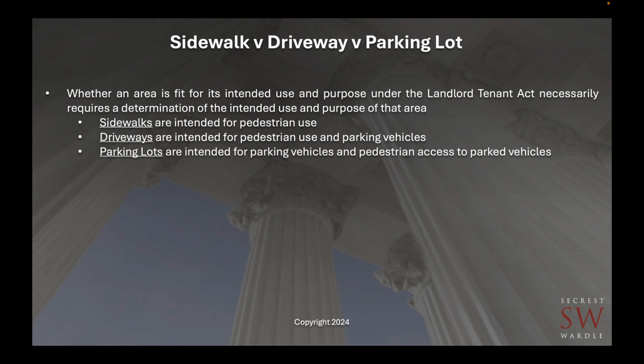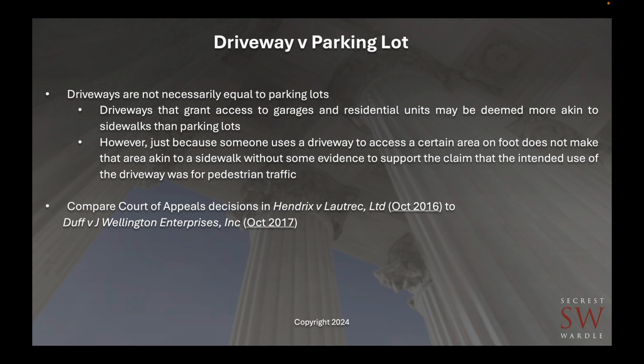Keep in mind that driveways and parking lots are not the same thing. This is going to be very case-specific. Sometimes driveways grant access to garages or residential units and are considered more like sidewalks than parking lots. Recall that sidewalks are intended for pedestrian use and parking lots are intended for parking vehicles and pedestrian access to those vehicles. There would have to be some evidence that the intended use of the driveway was for pedestrian traffic.